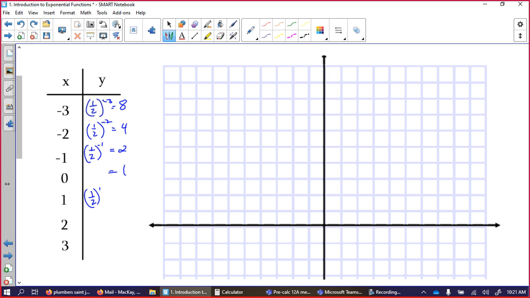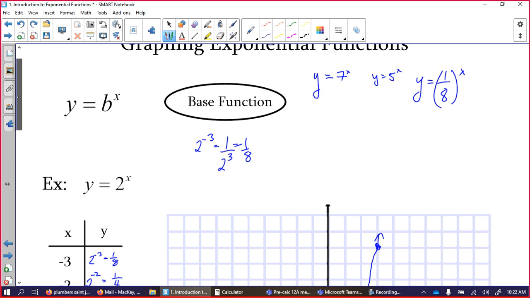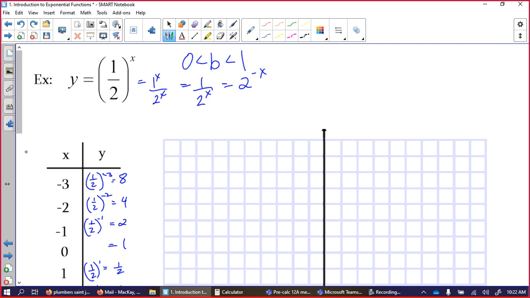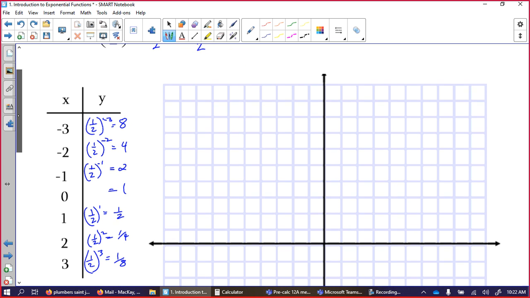A half to the power of 1 is a half. A half squared is a quarter. A half cubed is an eighth. 8, 4, 2, 1. Interesting. All of the values are flipped.